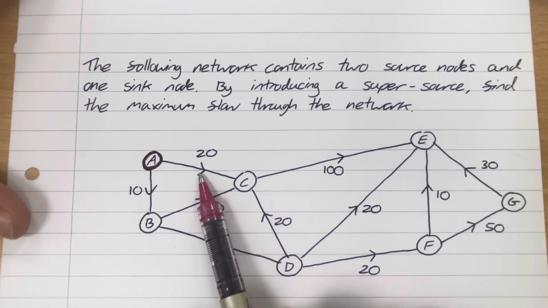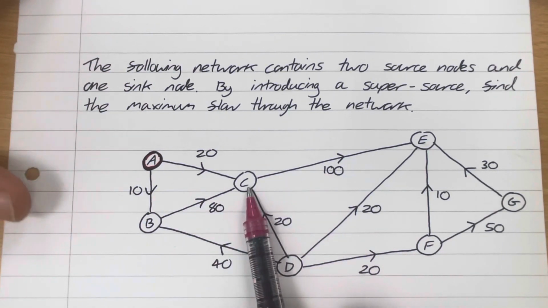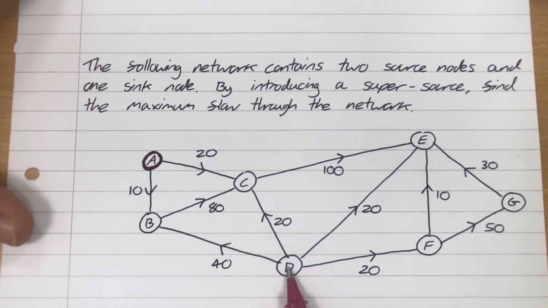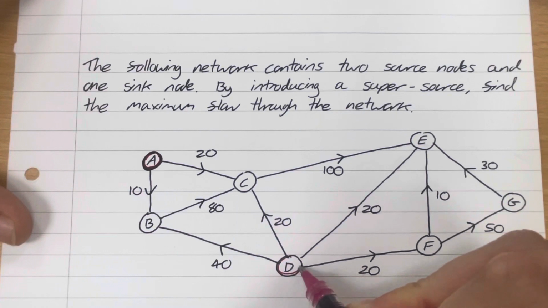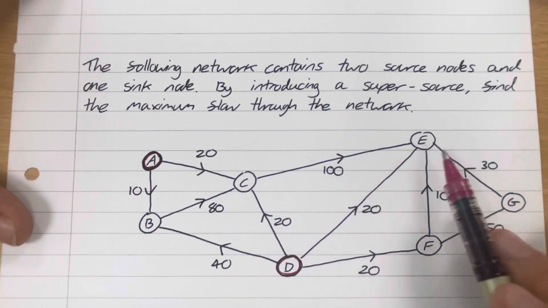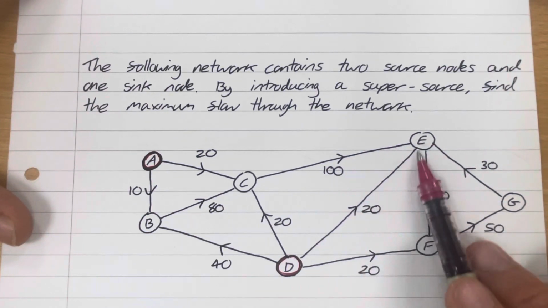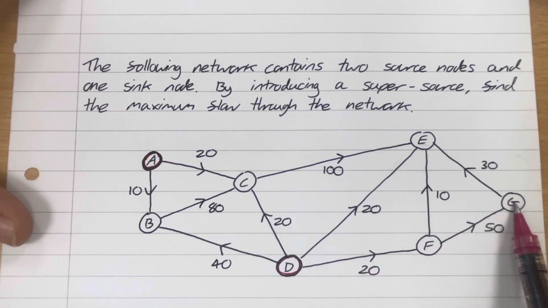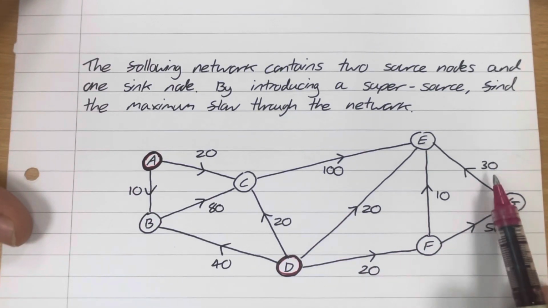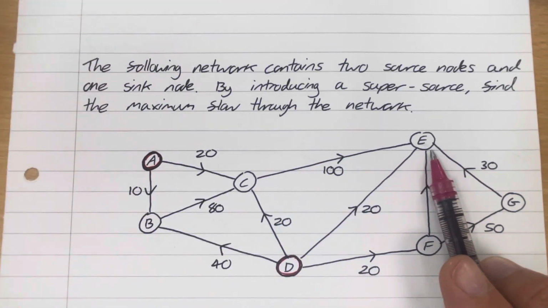So this one here has got arcs coming in and going out, so therefore that's not a source or a sink. This has got 4 arcs coming out, so therefore this is the other source. Okay, there's node D down there. This node has only got arcs coming in, so therefore that is the sink. And we can check the other two. This one's got arcs in and out, and this one's got an arc in and an arc out. So therefore that must be the sink node.